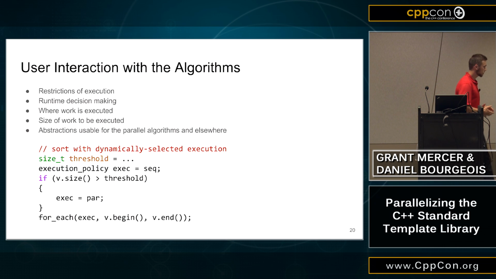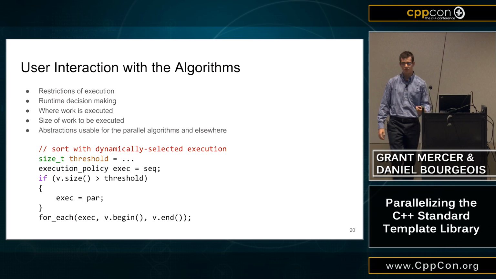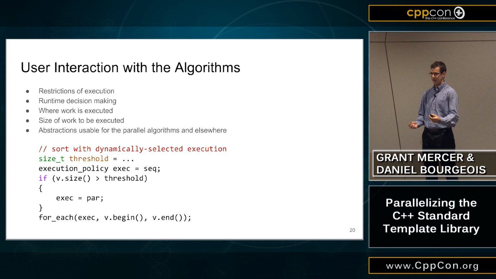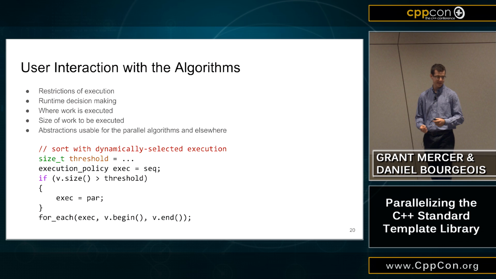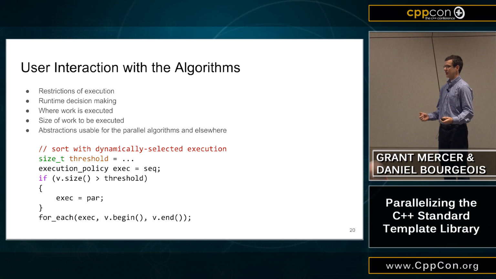So this will be Daniel. So we've defined a way to interact with the algorithms via these execution policies. But if we look at the code example at the bottom that was in Grant's slide, we're choosing dynamically at runtime whether or not we should do something sequentially or in parallel. But there's more that we can give to the user or more that the user might want to provide. And so this is what my section of the talk is going to be about.